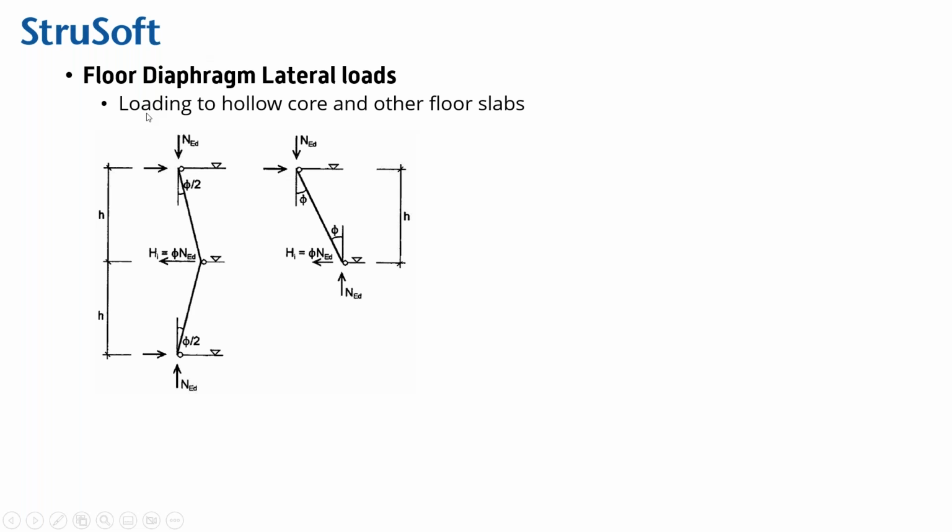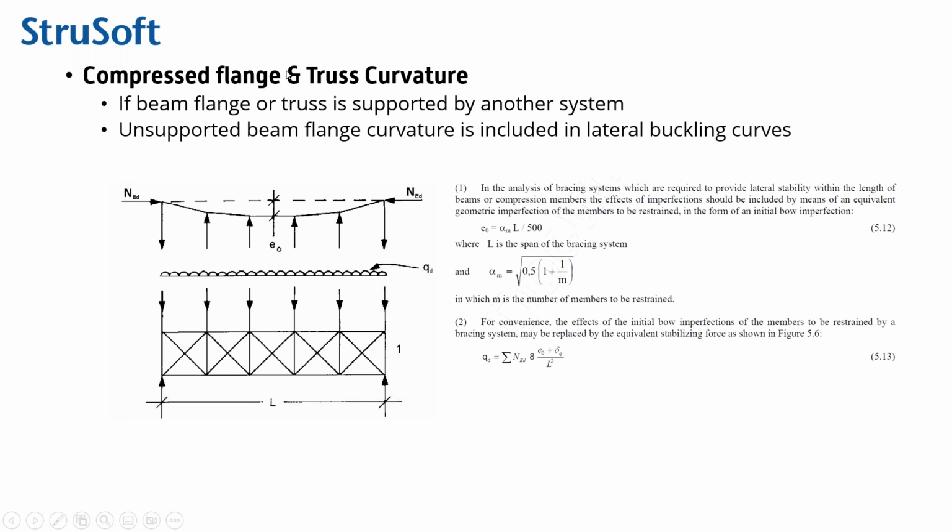So I will show you with examples all of these eccentricities. This is the floor diaphragm lateral loads. Then we have the compressed flange curvature. This is actually really complex, and this can be applied to any kind of stiffening system. So if you have portal frame corners which are under compression, you can use this formula to calculate the supporting loads needed for your steel structures.